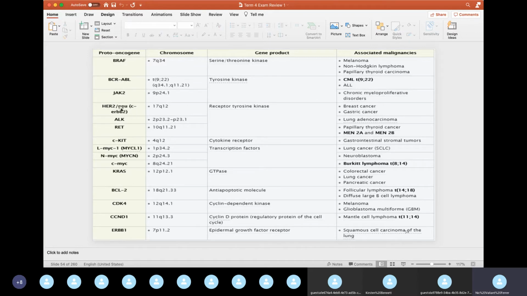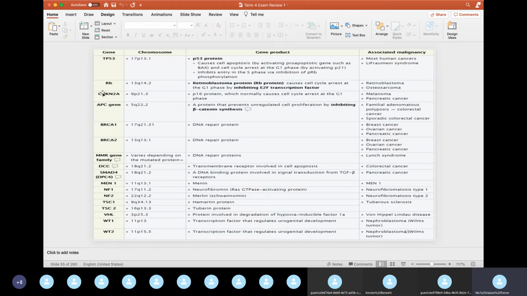HER2/neu for breast cancer. Okay. RET, MEN2A and MEN2B, multiple endocrine neoplasia. N-MYC and C-MYC. N-MYC is neuroblastoma. C-MYC is for Burkitt's lymphoma, translocation 8;14, EBV. What else? BCL2, follicular lymphoma. Translocation 14;18. I think those are the high yield proto-oncogenes. Put a star here, know everything.